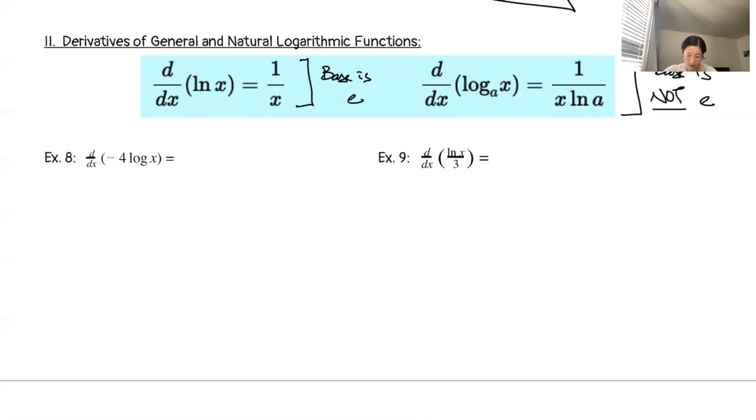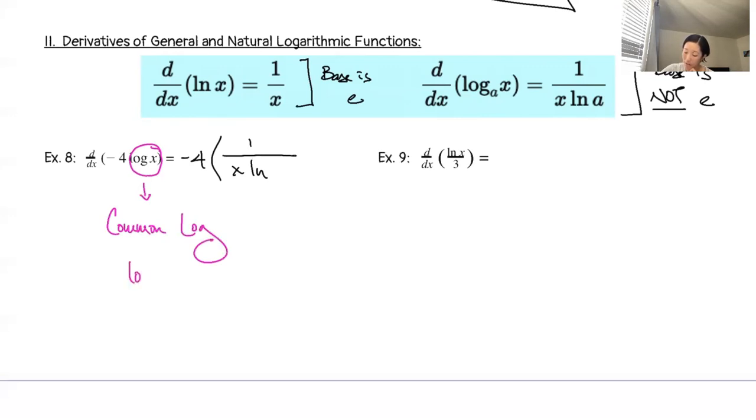Let's do a few examples on this. The derivative of negative 4 log x. This is our constant multiple rule, so we get negative 4 times the derivative of log x, which is 1 over x times natural log of, what is the base here? This is also known as the common log. It's so common that we don't write the base, but it's secretly log base 10 of x. So the natural log of a is going to be natural log of 10 in this case.